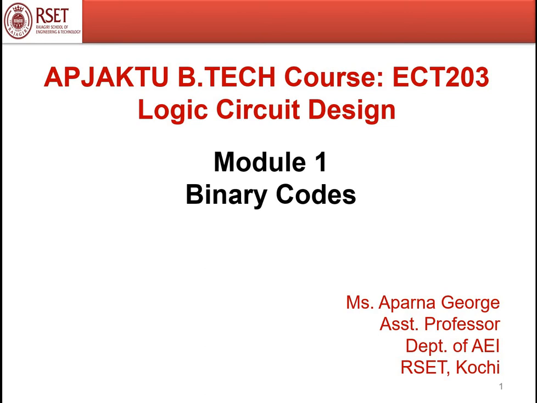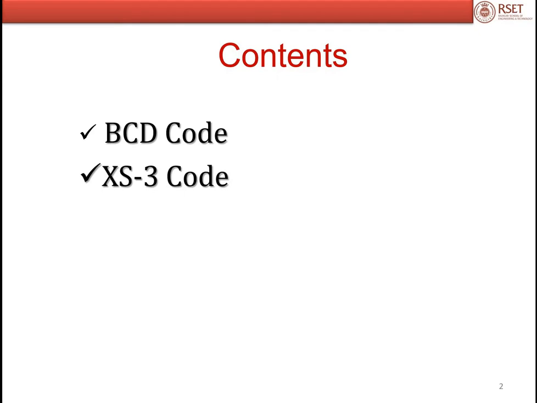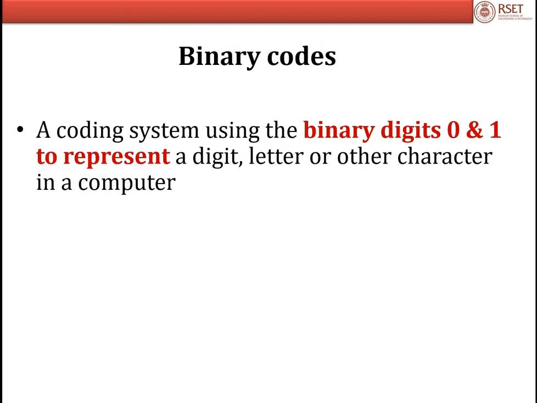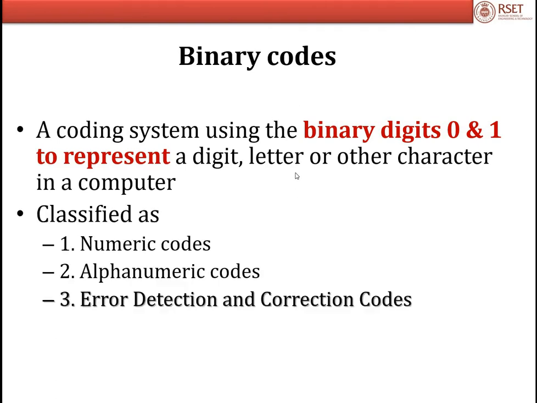The topic is Binary Codes. The contents under this topic are BCD code, XS3 code, Gray code, ASCII code, error detection and correction codes. What are binary codes? It's a coding system which will use the binary digits 0 and 1 to represent a digit, letter or other character in a computer.